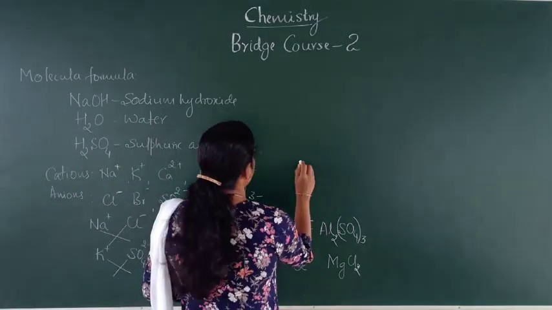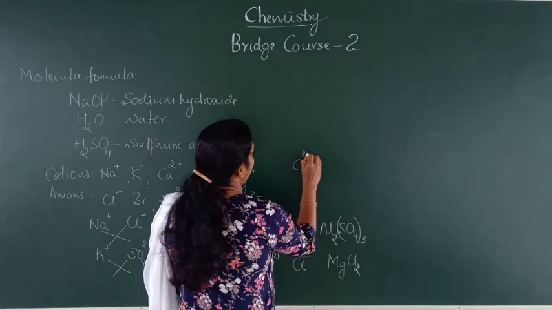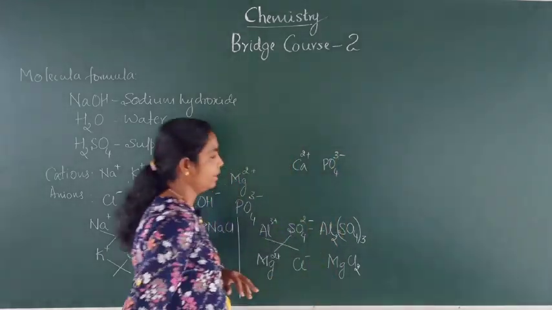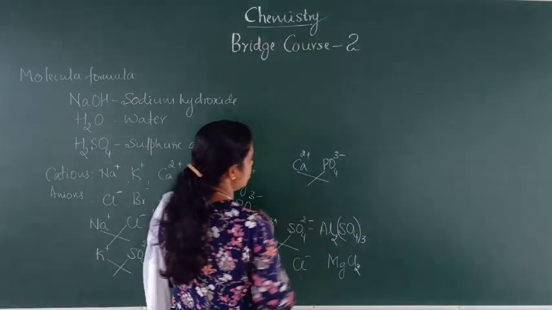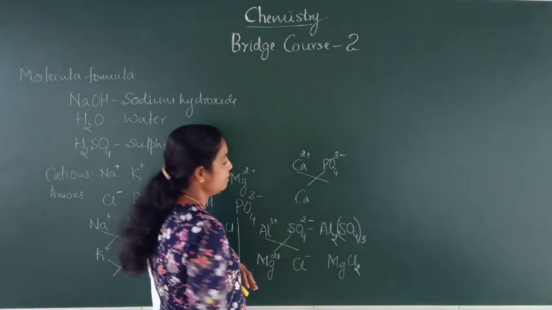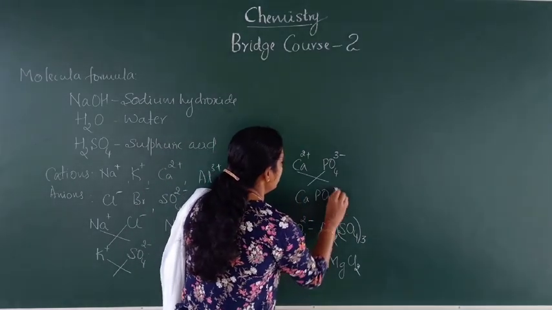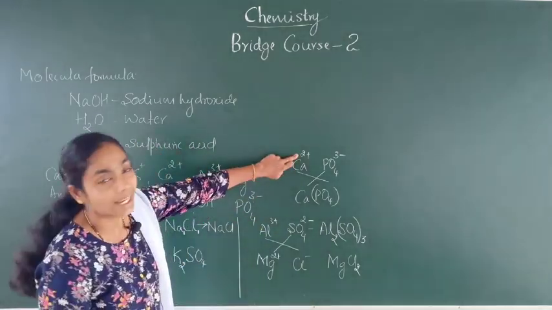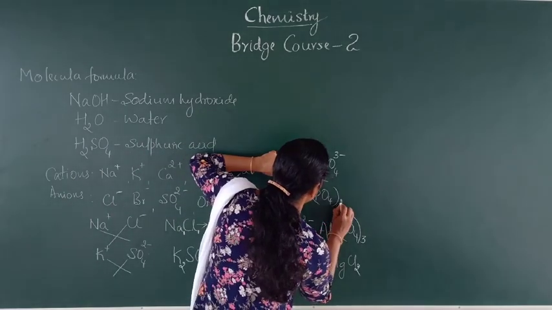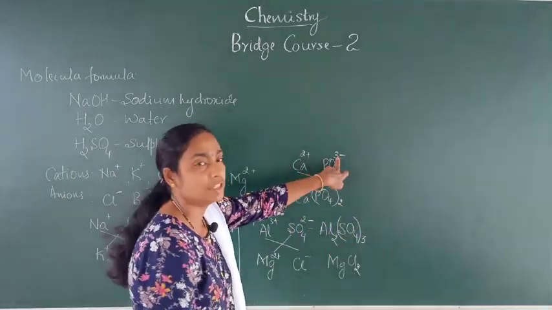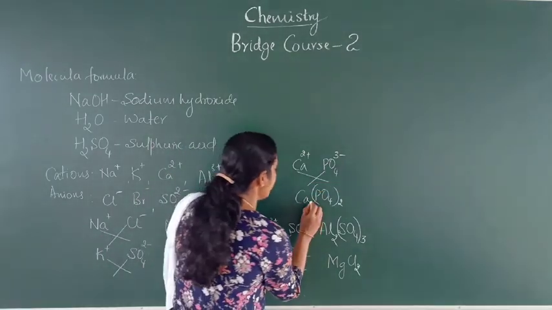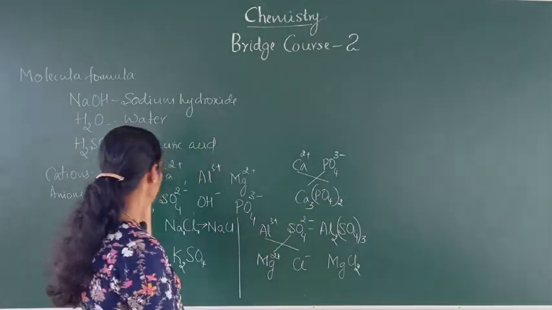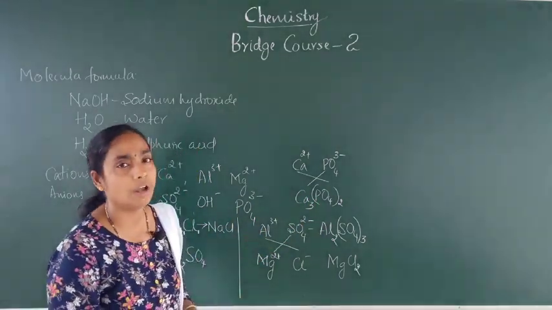Next, calcium phosphate we will write. Ca2+ ion, phosphate ion, PO4 3- ion. The formula of calcium phosphate is, phosphate ion is a polyatomic ion, therefore we have to put a bracket. Charge on the calcium ion is +2, therefore we have to write 2 here, and charge on the phosphate ion is -3, we have to ignore the sign, therefore we write it as Ca3(PO4)2. In this way you have to write the formula of a compound.